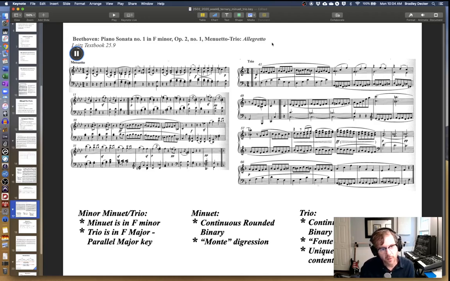You can hear the style of Beethoven differs from Haydn in that it is a little less clear and has more fun playing around with your expectations. A lot of phrase extensions.